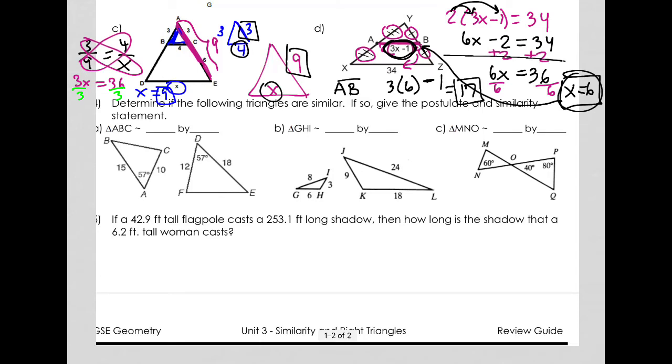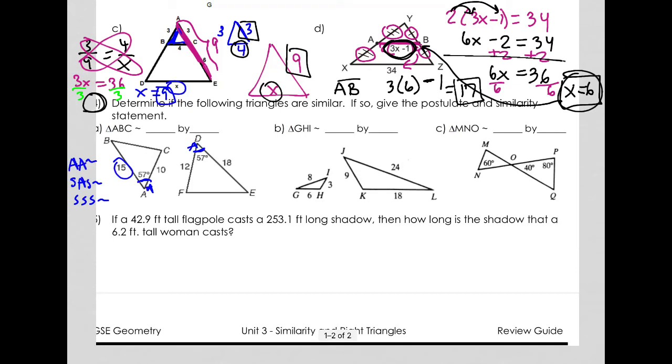Alright, so for number 4, I think it's 4, it's cut off, whatever that says. Determine if the following triangles are similar. If so, give the postulates. So here we are looking to see if we have angle, angle, or if we had side, angle, side, or if we have side, side, side. So this one, you should notice you do have a pair of angles, so you do have an A. It's the only A we have, so we also notice some side lengths.